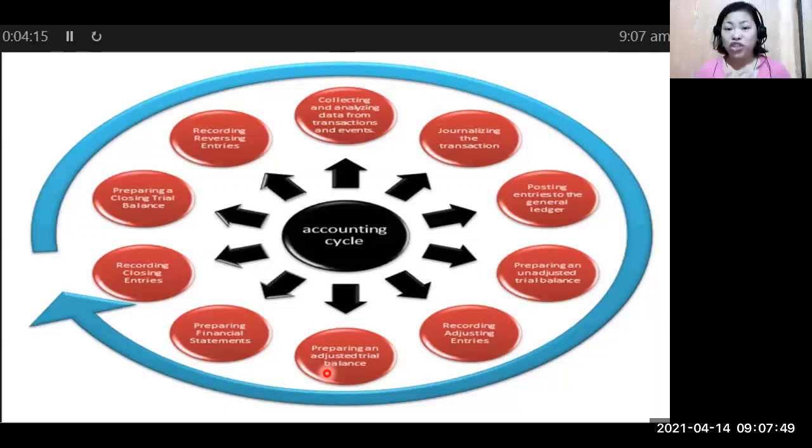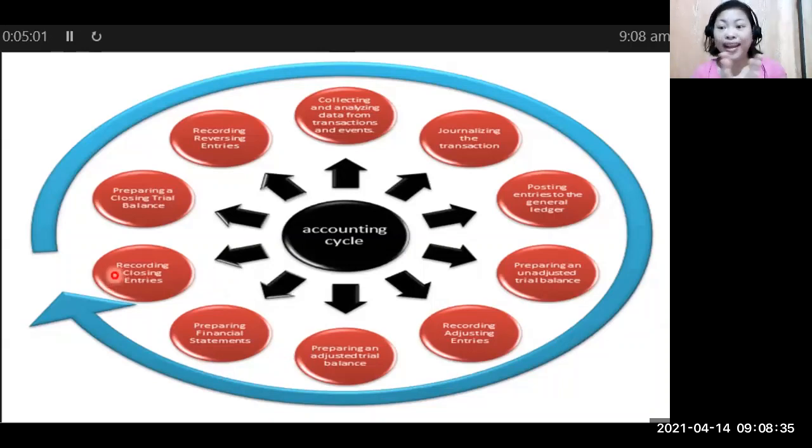After preparing your adjusted trial balance, you are going to prepare your financial statements. What are your financial statements? We have your balance sheet, or what we call the statement of financial position. We have your statement of comprehensive income, or the income statement. We have the cash flow statement and the statement of owner's equity. Those are your financial statements, and to be added to those four, we also have the notes to the financial statements.